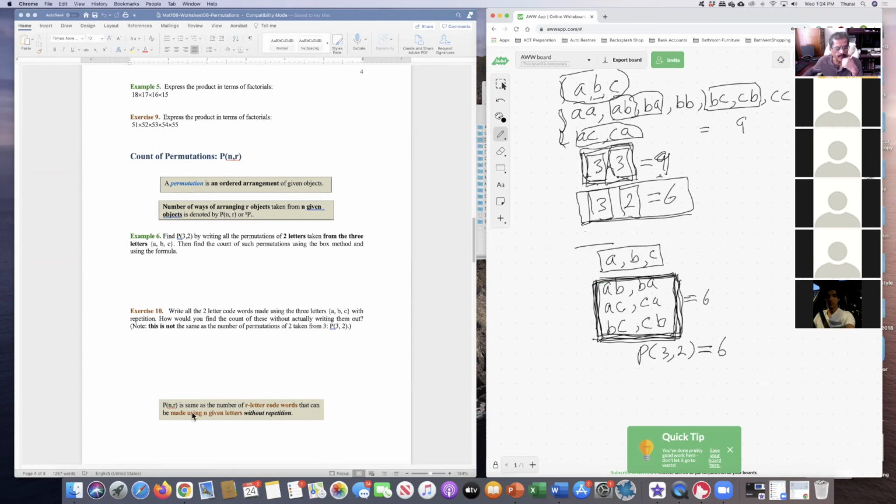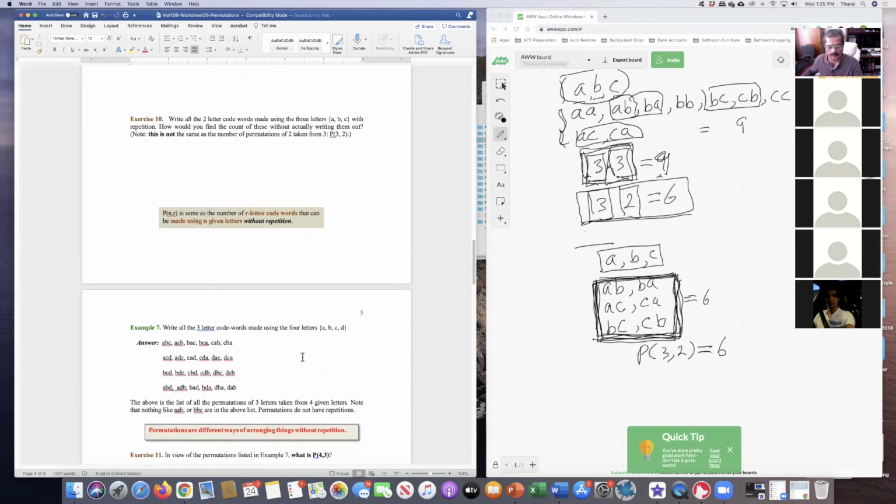So you can see that in the box, I have highlighted that piece of information. P(N,R) is the same as the number of R-letter code words that can be made using given N letters. So when they give you N letters and you have to use R letters out of the N letters, you have to choose R letters and make code words without repetition. That would be same as the count of permutations.